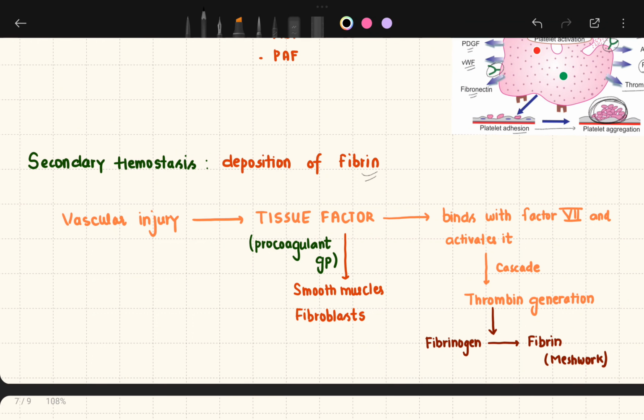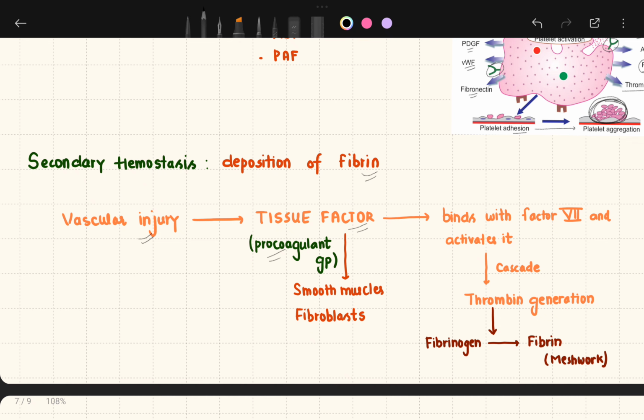Well, how does this deposition of fibrin occur? First of all, there is some vascular injury, some trauma to the vessel wall, which leads to the release of the tissue factor. What is tissue factor? Tissue factor is nothing but a procoagulant glycoprotein. What is procoagulant? It means it does not have any coagulative property itself but has the potential to be a coagulant. So it is a procoagulant glycoprotein.